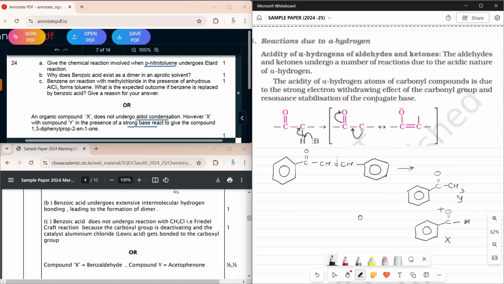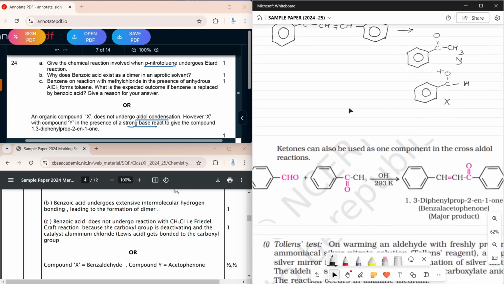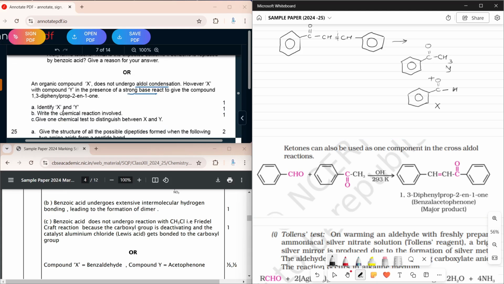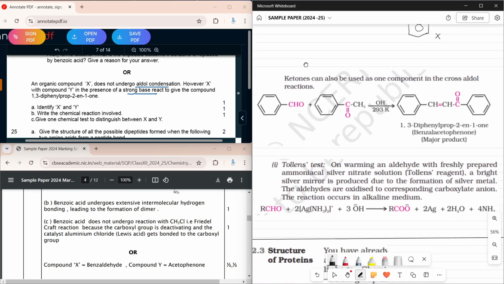Interestingly, under the concept of cross-aldol condensation, this exact reaction is given in your textbooks. So you have benzaldehyde and acetophenone undergoing the cross-aldol condensation to give us this particular product. And so, we needed to identify X and Y, and that's exactly what we did. Chemical reaction involved, you're going to have to write this reaction, and a chemical test to distinguish. So essentially we have to distinguish an aldehyde and a ketone. So the way we do that is by the Tollens test.